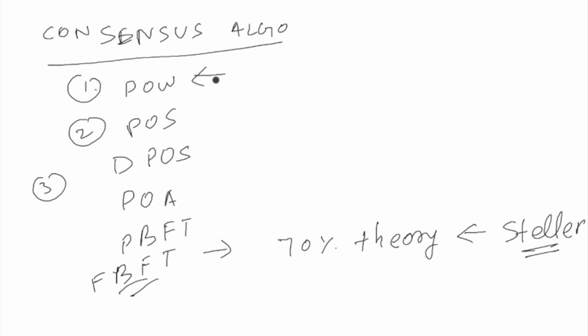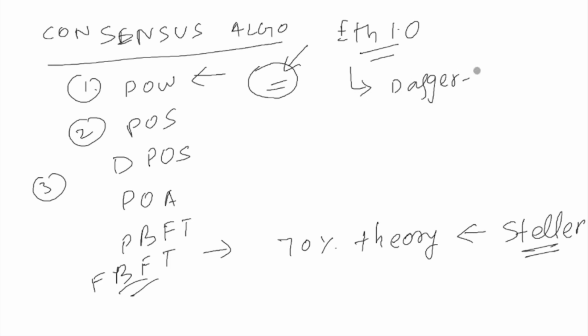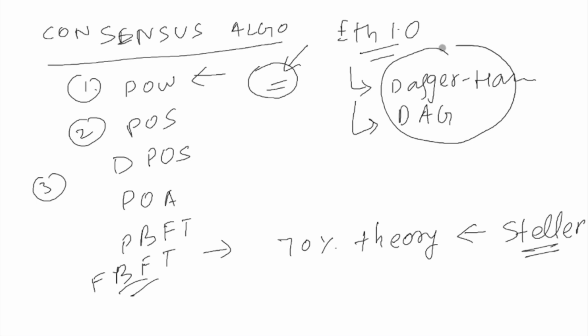So what is proof of work? Here a task is given to you which you have to resolve, and to resolve this task you have to do computationally heavy work, and that's why we call it proof of work. Ethereum 1.0 uses proof of work but slightly modified. It takes an algorithm known as Dagger Hashimoto, and along with that it uses a data structure called DAG. So it combined these and created its own proof of work algorithm which we call Ethash. We are going to see this in detail.